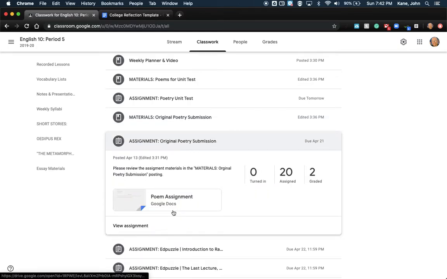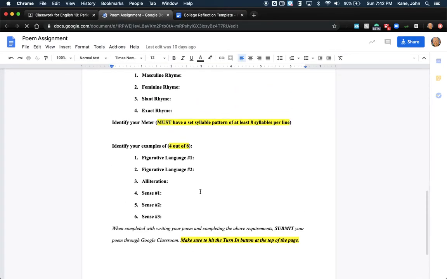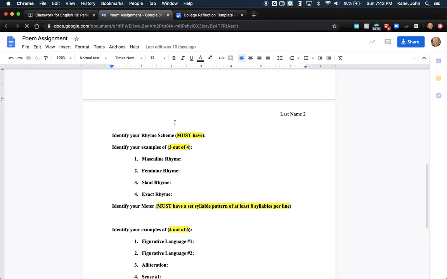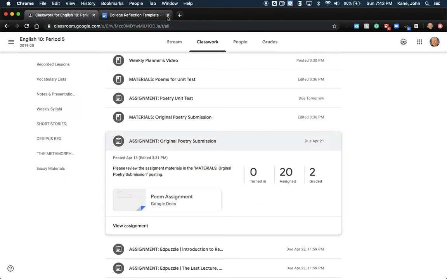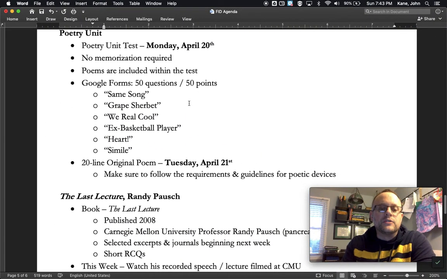And remember, in the assignment area for the poetry submission is already a Google Doc that is shared with you, so you can just write your poem in there and make sure that you do complete what the various figurative language poetic devices are for your poem. So just make sure you do complete those requirements besides the composition of your 20-line poem. So Monday and Tuesday, we'll complete that poetry unit.